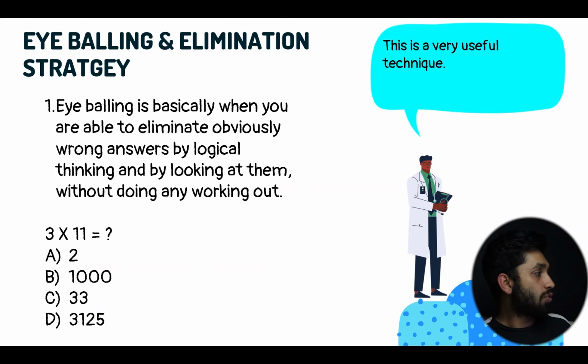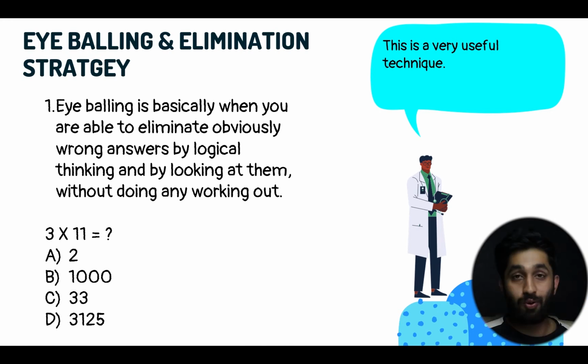So, number one, what is eyeballing? Like, we know what an eyeball is, but what is eyeballing? So eyeballing is basically when you are able to eliminate obviously wrong answers by logical thinking and by staring at them, without having to do any sort of major working out.